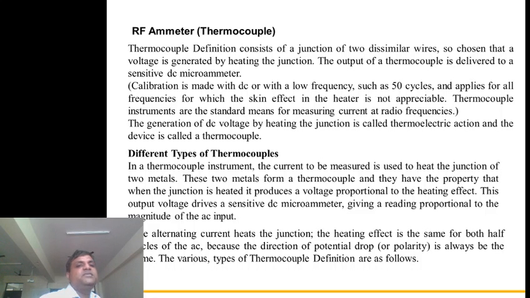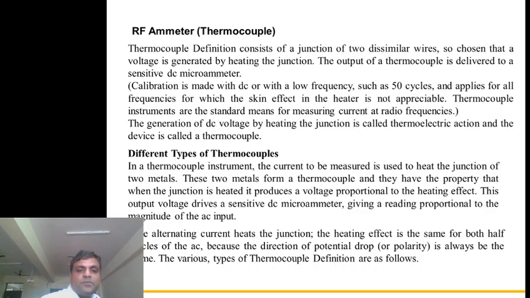The generation of DC voltage by heating a junction is called thermoelectric action. It means this phenomenon of generation of DC voltage by heating a junction is called thermoelectric action, and the device is called a thermocouple. There are different types of thermocouple.